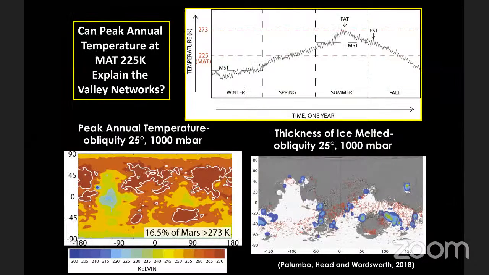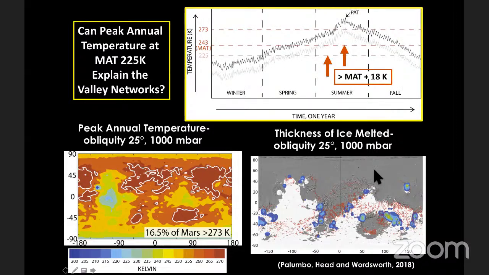So we asked the question, can peak annual temperatures at 225K explain the valley networks? We go back to our climate models and model the sequence here. We find that 16.5% of Mars, at peak times during the year, exceeds the melting temperature at some point during the 225K mean annual temperature. The problem, though, is that all of these are in the lowlands, not where the snow and ice is, and not where the valley networks are. You can see here these areas representing where melting might take place, and they don't represent a very significant amount of the surface area. So, okay, probably a phenomenon, but not the one that's going to explain everything for us here. So let's take a look at what happens if we just elevate the temperature, like 18K, for example.